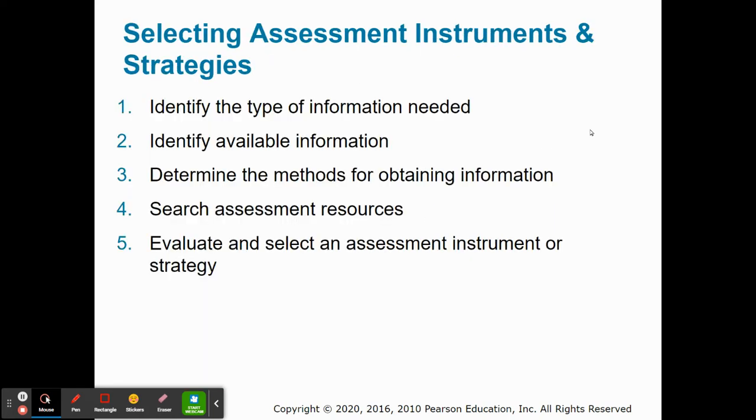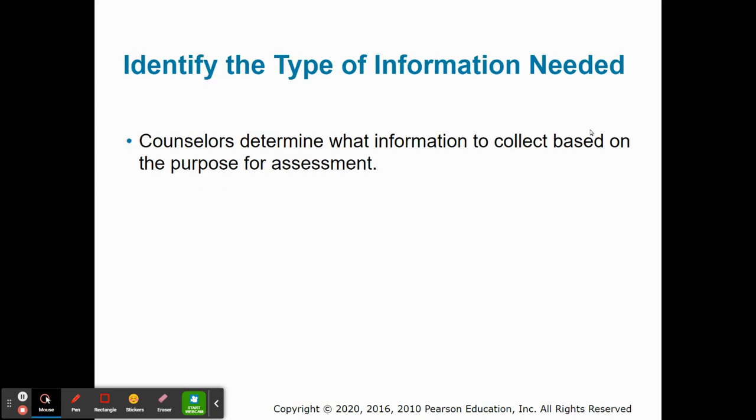So, selecting assessment instruments and strategies, first of all, we need to know what type of information is needed, what information is already available to us, how we're going to get the information we need, if we need to search assessment resources because we might not have the assessment that is going to get the information for us that we need, and then whether we need to evaluate and select an assessment instrument or a strategy. We probably need a strategy even if we already have the instrument. So we're going to identify the type of information needed.